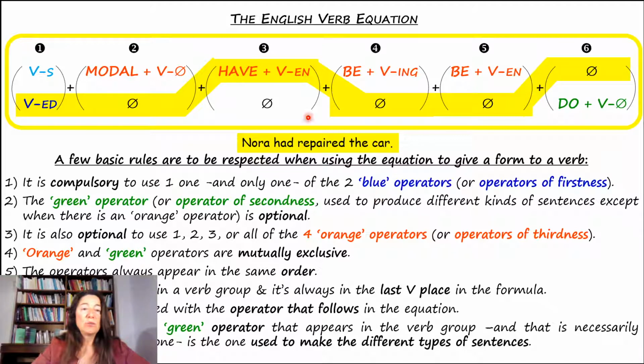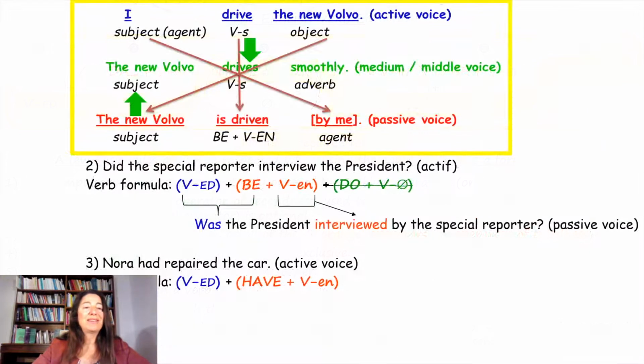And obviously, since we have an orange operator, it is impossible to have the green operators. So the formula for this sentence is VED plus have plus VN. And since we want to turn that sentence into a passive voice sentence, we need to add the formula for the passive voice, which is be plus VN. And then we know how to associate the operators. So we want the past tense for have, which is had.